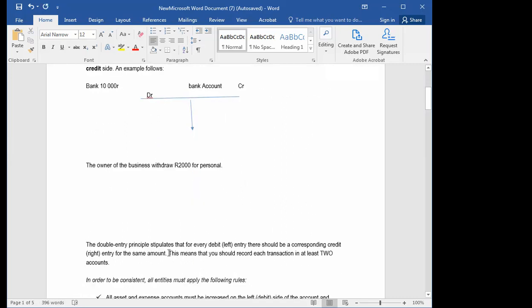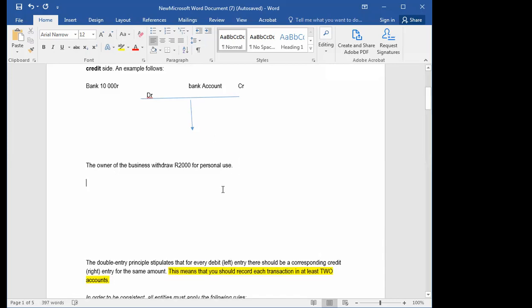This means that you should record each transaction in at least 2 accounts. All right, this is a transaction. We need to identify 2 types of accounts. The owner of the business will draw 2,000 rand for personal use. Let me add for personal use. All right.